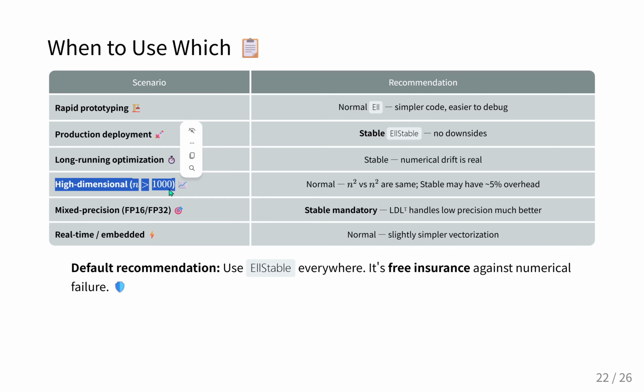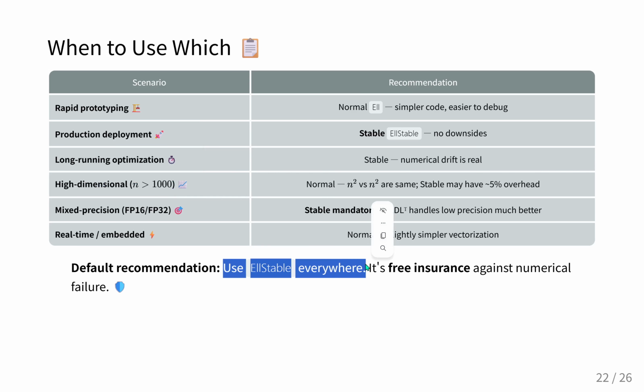L-stable is the default. It has to be. It is highly recommended for long-running optimizations. I mean, if your code needs to iterate 50,000 times, numerical drift isn't just a possibility, it's an inevitability. The normal method will eventually fall apart. And the research points out one specific environment where the stable method isn't just recommended, it's absolutely mandatory.